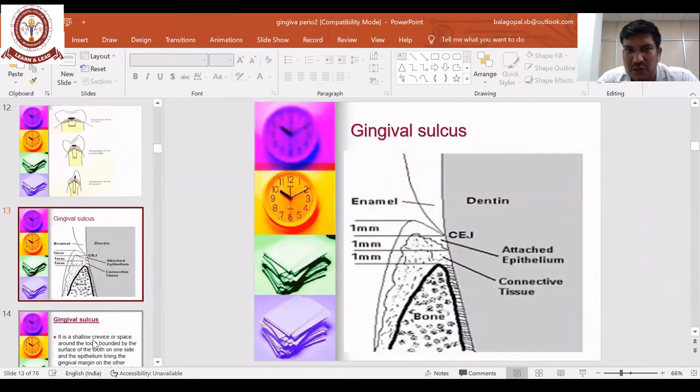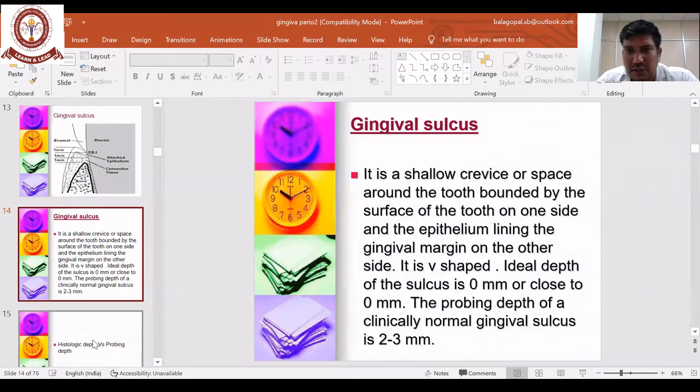Next, we have the gingival sulcus. Gingival sulcus is a shallow crevice or space around the tooth bounded by the surface of the tooth on one side and epithelium lining the gingival margin on the other side. It is V-shaped. Ideal depth is 0 mm or close to 0 mm. The probing depth of the clinically normal gingival sulcus is 2 to 3 mm.